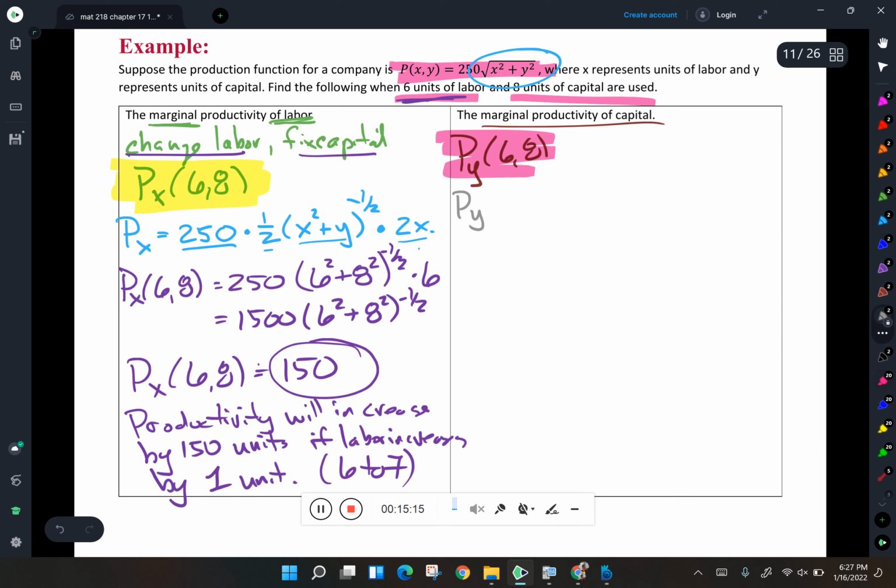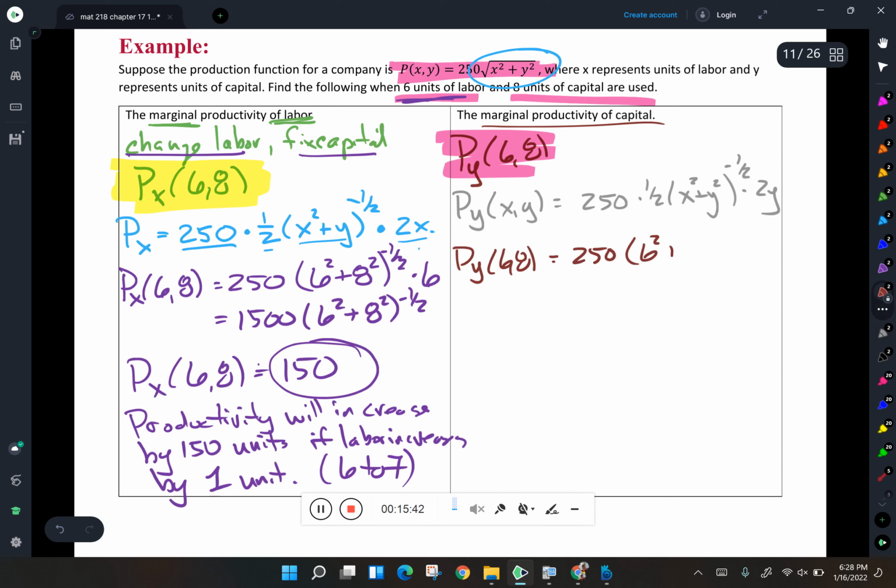So P sub y of x, y is 250 times 1/2 times x squared plus y squared to the negative 1/2 times 2y. P sub y of 6, 8 then is going to be 250 times 6 squared plus 8 squared to the negative 1/2 times 8.